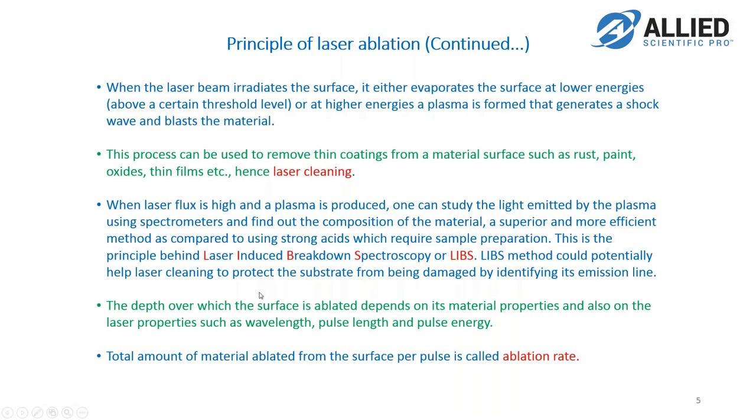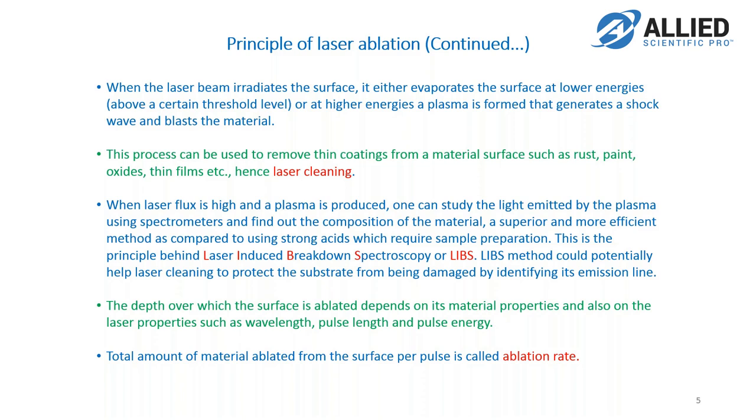Moving on, talking about the principles of laser ablation, what is the principle? When the laser beam irradiates the surface, at lower powers it could evaporate material, or at higher powers it could generate a plasma, which makes a shock wave inside the material and blasts the coating off the material. That's how it removes coatings and rust and things like that from a surface. When you particularly use laser ablation for removing thin coatings, rust, and contamination from a surface, we call that laser cleaning. There's also an interesting principle called laser-induced breakdown spectroscopy, or LIBS, where you can also look at the emission of the plasma when you are irradiating a surface with the laser to clean it.